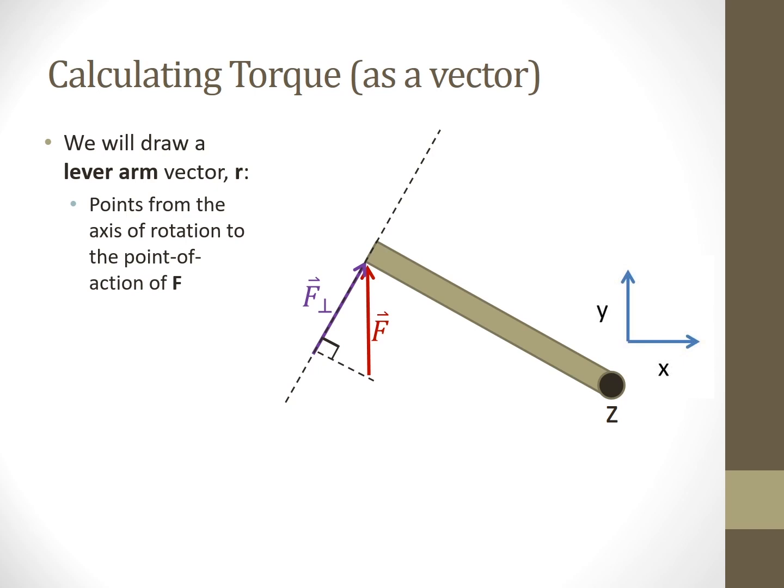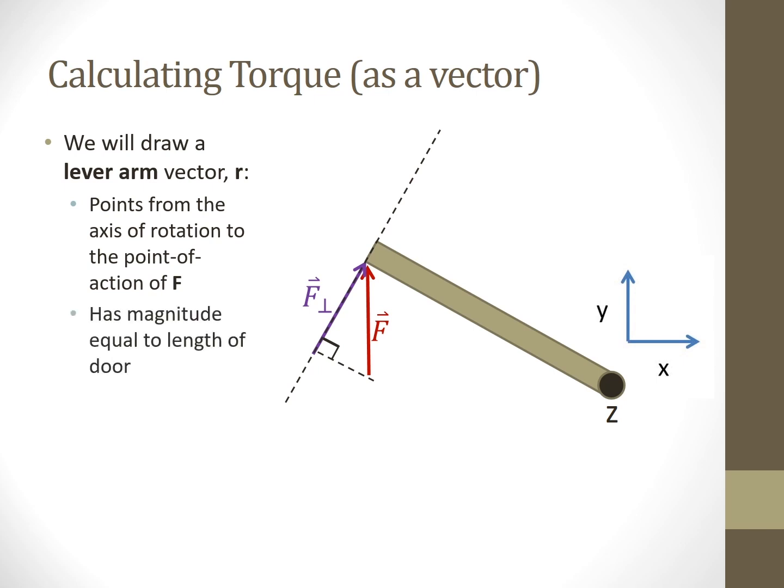The lever arm has a couple qualities. One, it points out from the axis of rotation. This is going to be important because we're dealing with vector quantities, so it matters if the lever arm points outward or inward. For torque, we're dealing with the r vector for the lever arm. And the r vector points outward from the point of rotation to where the force makes contact.